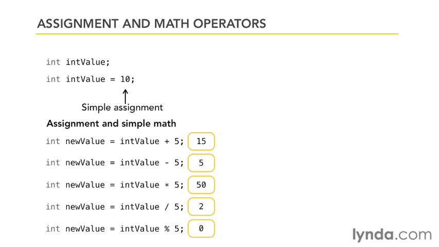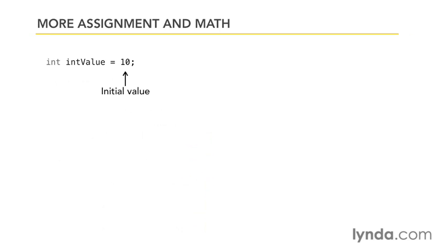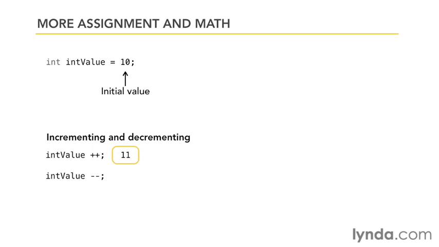You can combine these math operators with assignment too. Once again, starting with an initial value of 10, let's take a look at how you can increment and decrement values. The plus plus operator means add 1. So adding 1 to 10 gives you 11. The minus minus operator goes in the other direction, decrementing by 1, and that would give you a result of 9.